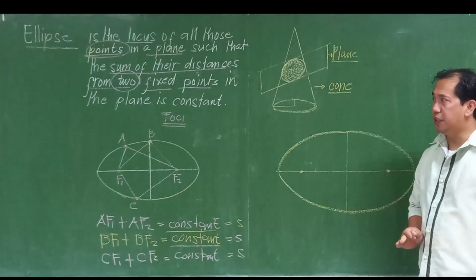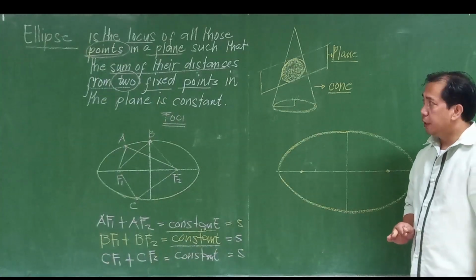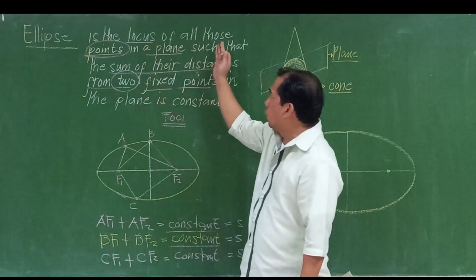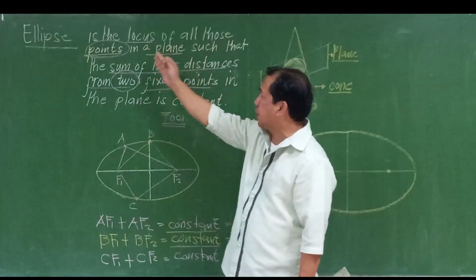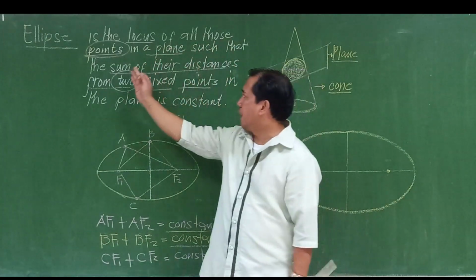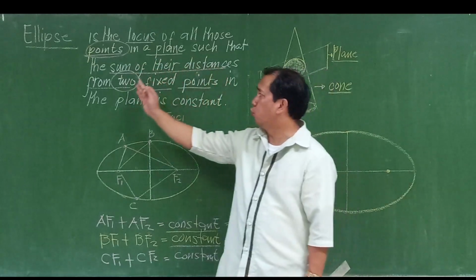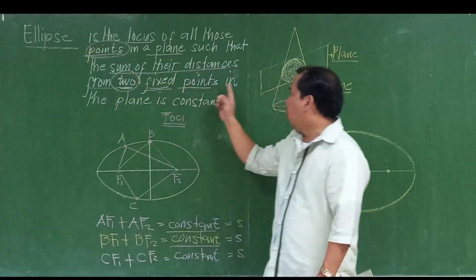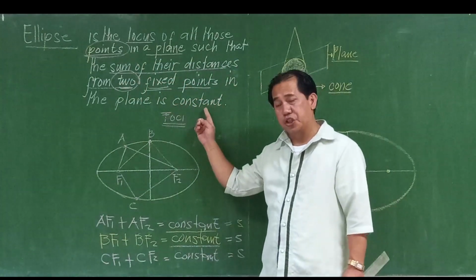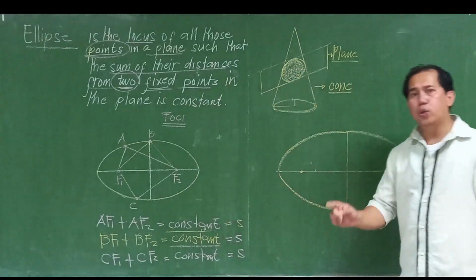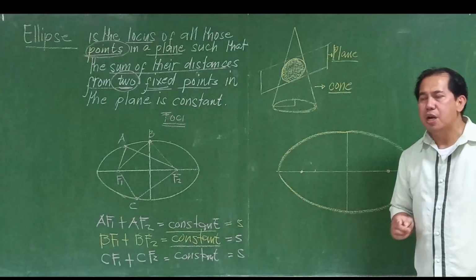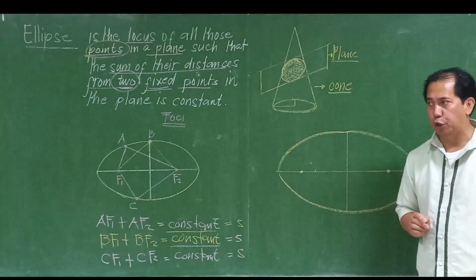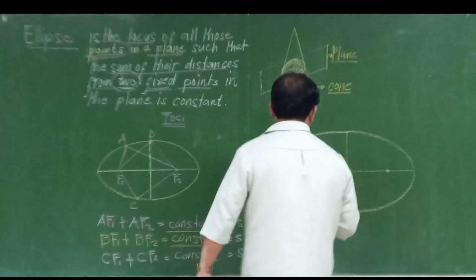Let's continue the definition of the ellipse. It says in here, when we say ellipse, it is the locus, or the set of all points in a plane such that the sum of their distances from two fixed points in the plane is constant. Meaning to say, when we are talking of an ellipse, there are always two fixed points. Now, what are these two fixed points?